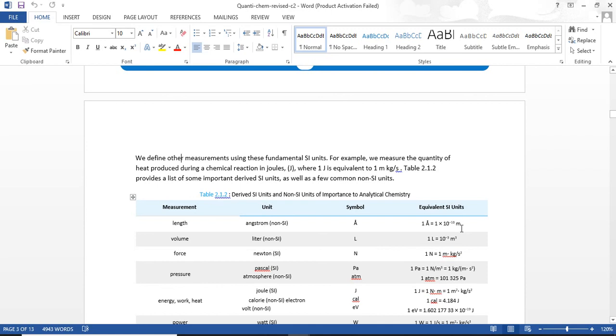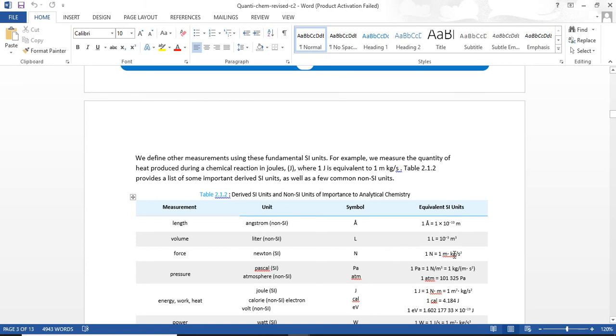Then for volume, we have the liter, symbolized by the letter L. Every 1 liter is equal to 10 raised to negative 3 meter cube, which is m^3. Then for force, Newton is the SI unit. The symbol is capital N. Every 1 Newton is equal to 1 kilogram meter per second square, which is meter times kilogram divided by second square.